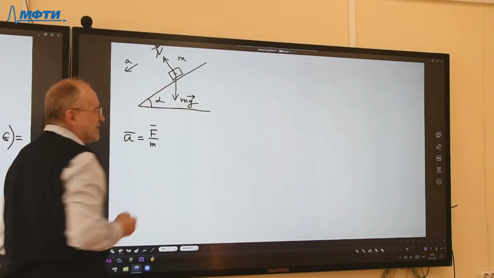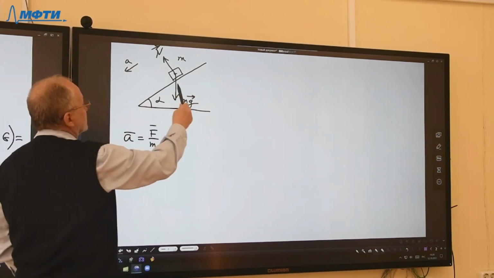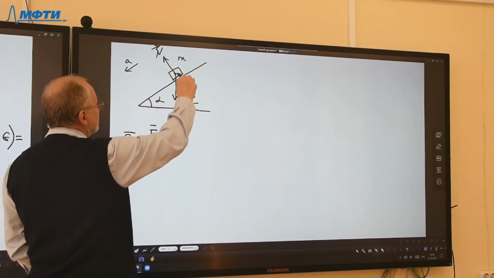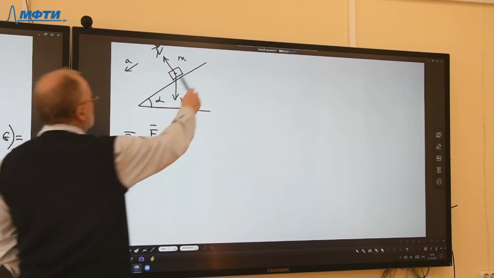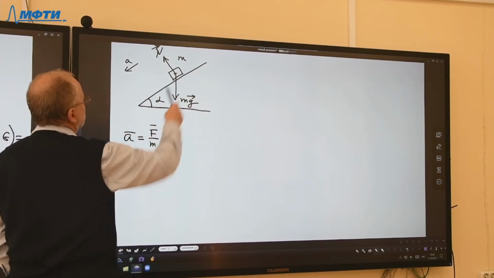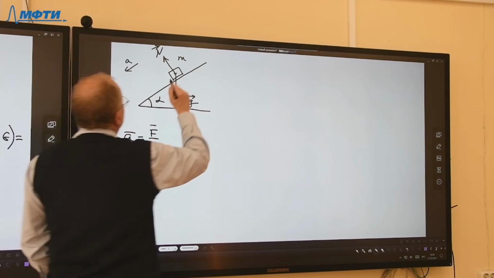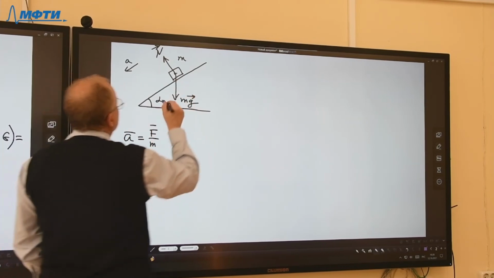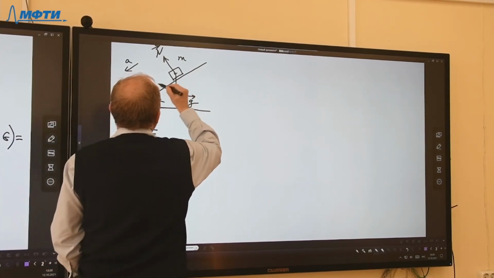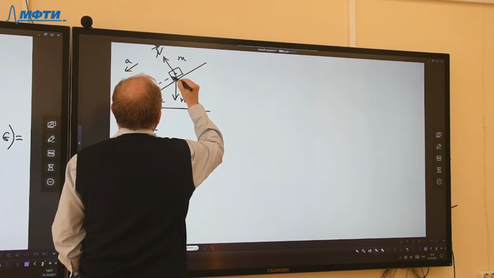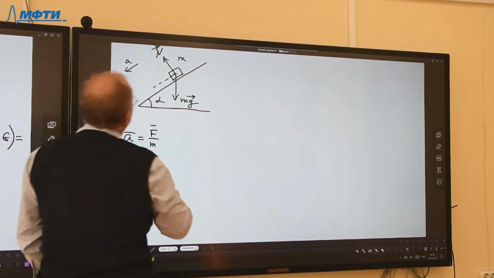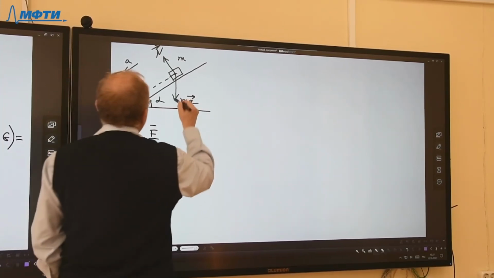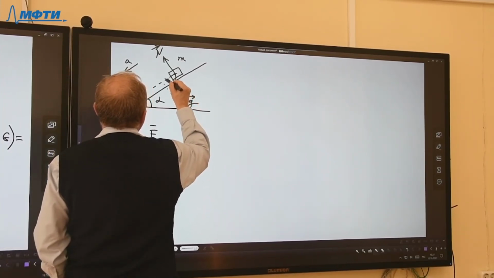The block is unable to jump from the surface and is unable to break the surface and go through it. So its motion should be directed along the surface and the acceleration should be directed along the surface, and therefore the net force should be directed here. That will be the direction of the net force. And so if we know the direction of the net force, then we can easily calculate it.